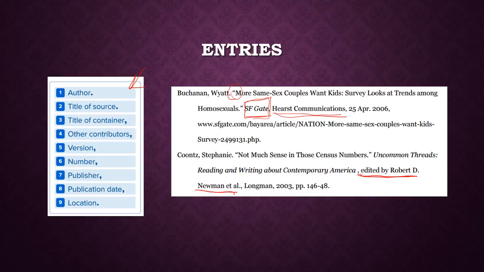And then the version and number, if they have one, like Volume 1, Issue 10. And then the publisher. So the publisher here is Hearst Communications. Here the publisher is Longman. And then the publication date. Here there's only a year. Here we have both the year and the day. Notice the day goes first, then the month is abbreviated with 3 letters and a period, and the year, followed by a comma, and then the location. So in this case it's a URL, and in this case it's the page numbers. PP is for pages. If it's just one page, it's P.